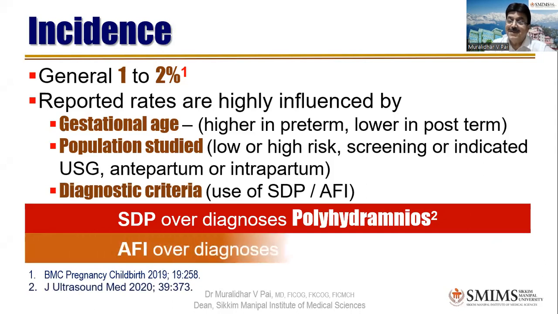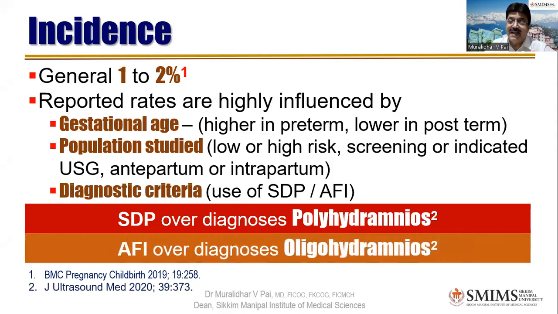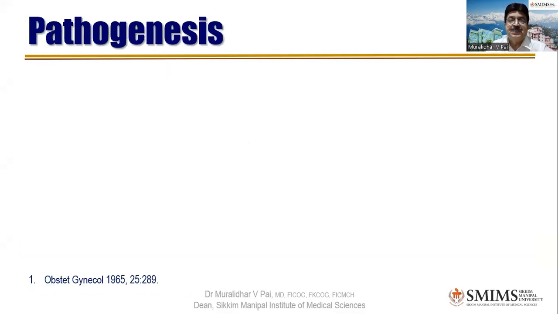But AFI also has a drawback. If you use AFI, there's a chance to overdiagnose oligohydramnios because you are looking at 4 different quadrants at the vertical. There's a method to use the transducer like that. And then there's a chance that you may catch less liquor by this method. So there's a chance of overdiagnosis of oligohydramnios. Both have their own drawbacks. So you may use both if you are in doubt with regards to either polyhydramnios or oligohydramnios.